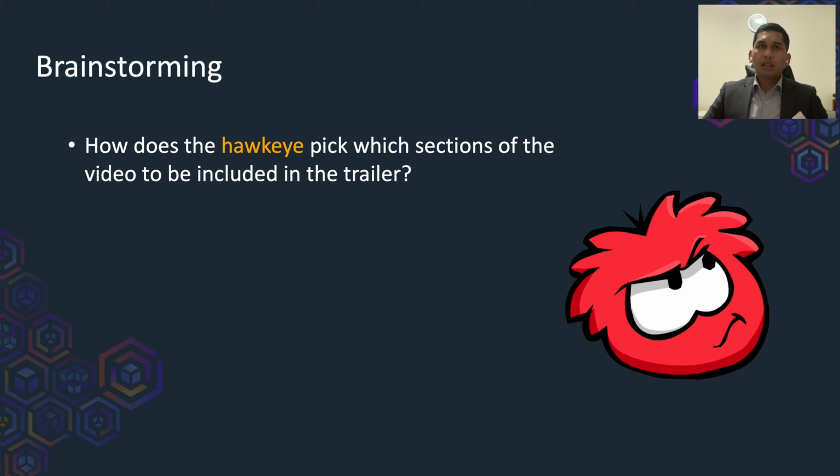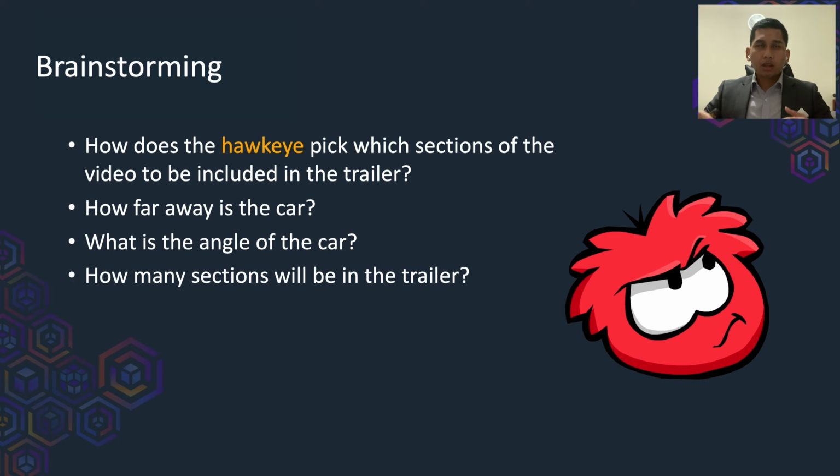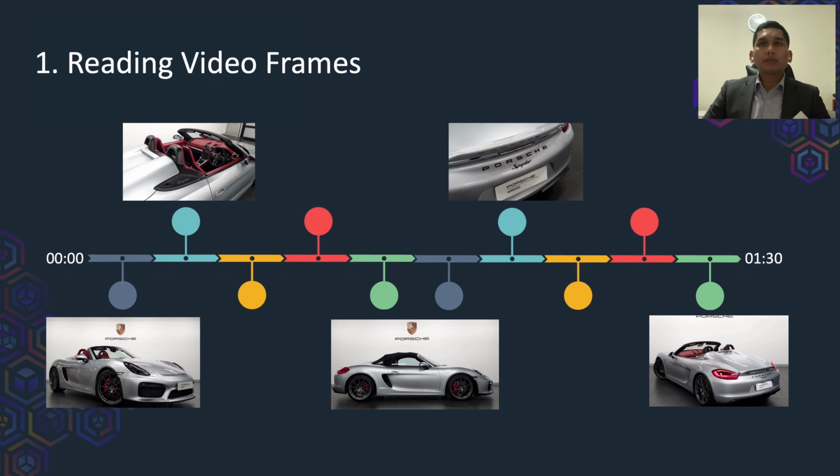But then I started asking, how does Hawkeye pick which section of the video to be included in the trailer? What are some factors to be considered, such as how far away is the car, what is the angle of the car, and how many sections will be in the trailer? Now, let's get our hands dirty and start analyzing the video.